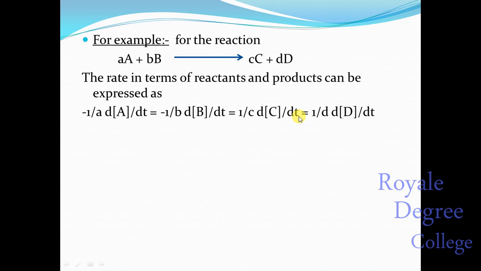Here the concentration of the product C is increasing, so that's why we are not indicating the negative sign. It means that it is showing the positive value. It is equal to 1 by d, d concentration of D divided by dt. This value also increases, so because of that reason, we are not writing the negative sign here.